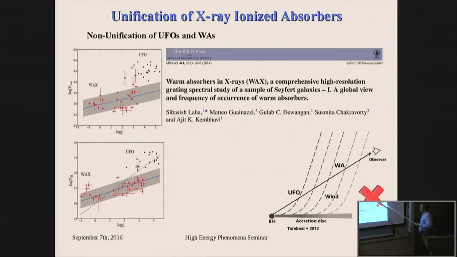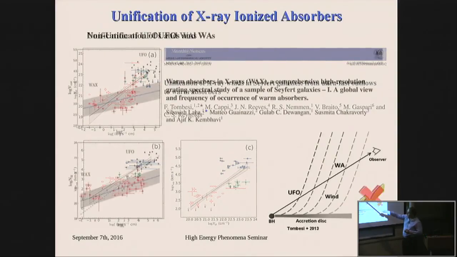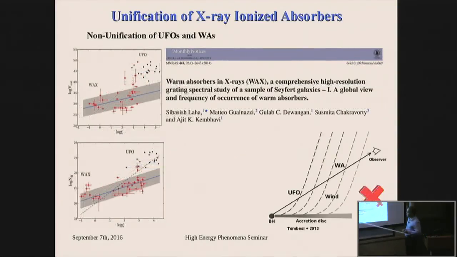They suggested that the warm absorber and ultra-fast outflow could not be related to the same systems. In these two papers, they use two different methods. Here they use a power law, but here they constrain the spectral energy distribution of the ionizing source.